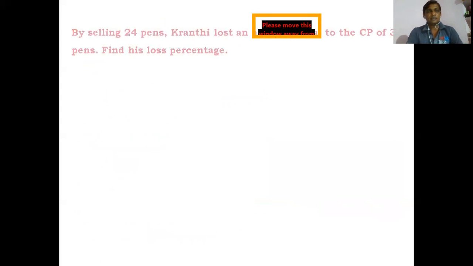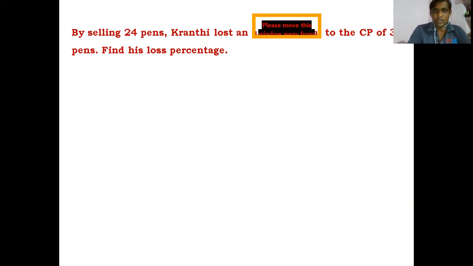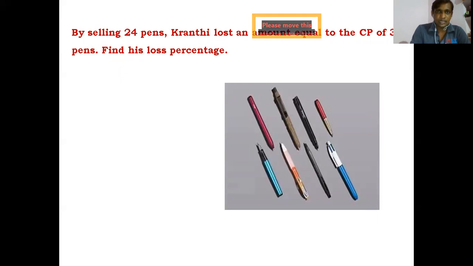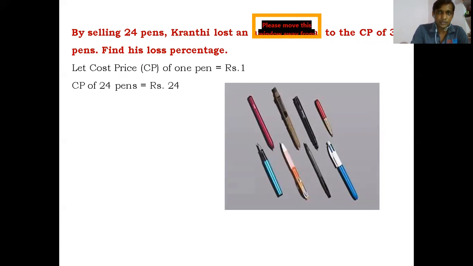So the next question is: by selling 24 pens, Kranti lost the cost price of 3 pens. Find his loss percentage. So here Kranti is selling 24 pens and is getting a loss equal to the cost of 3 pens. I don't know the cost of a pen, so I am taking the cost of 1 pen as 1 rupee. Then the 24 pens cost will be 24 rupees.